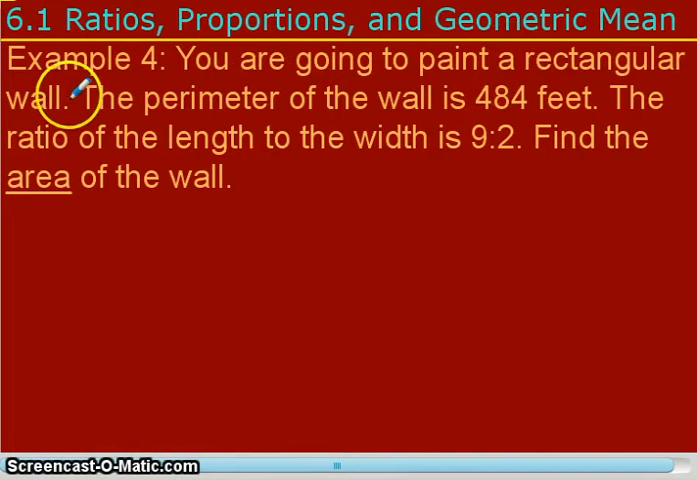Alright, you're going to paint the rectangular wall. The perimeter of the wall is 484 feet. The ratio of length to width is 9 to 2. Find the area of the wall. So let's see, I've got 9x to 2x. Again, if I have two of those, that would be 18x, plus 4x from the 2s, is equal to 484. So that's 22x is equal to 484.